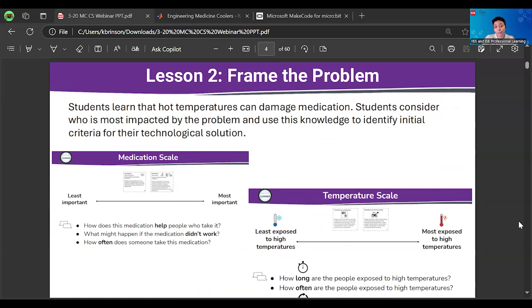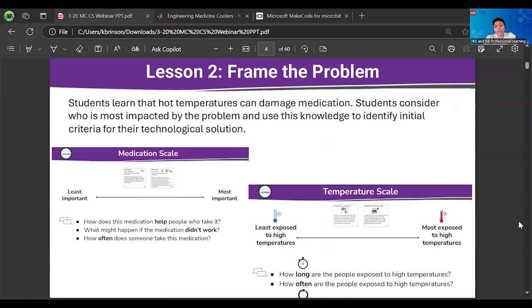We need to look at what this problem is before we can actually dive into solving it. So in this case, they watch a video to frame their problem of a real doctor who's based in Kenya, and he explains the problem that a lot of times in Kenya, the roads are not tarred and the treks are very long to bring medicine from one place to another.